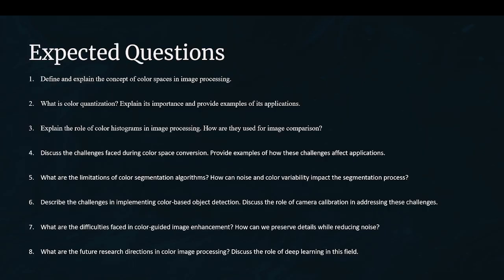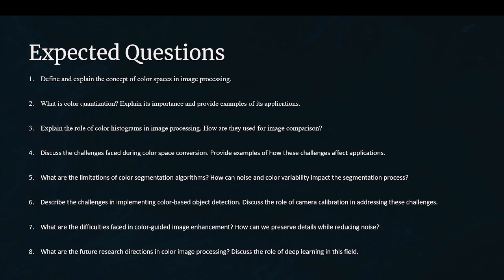So now let's discuss the expected questions in this field. The first question is: define and explain the concept of color space in image processing. For this, the expected answer is you have to describe RGB, CMYK, HSB and their applications in detail. The next question is: what is color quantization? Explain its importance and provide an application of it.